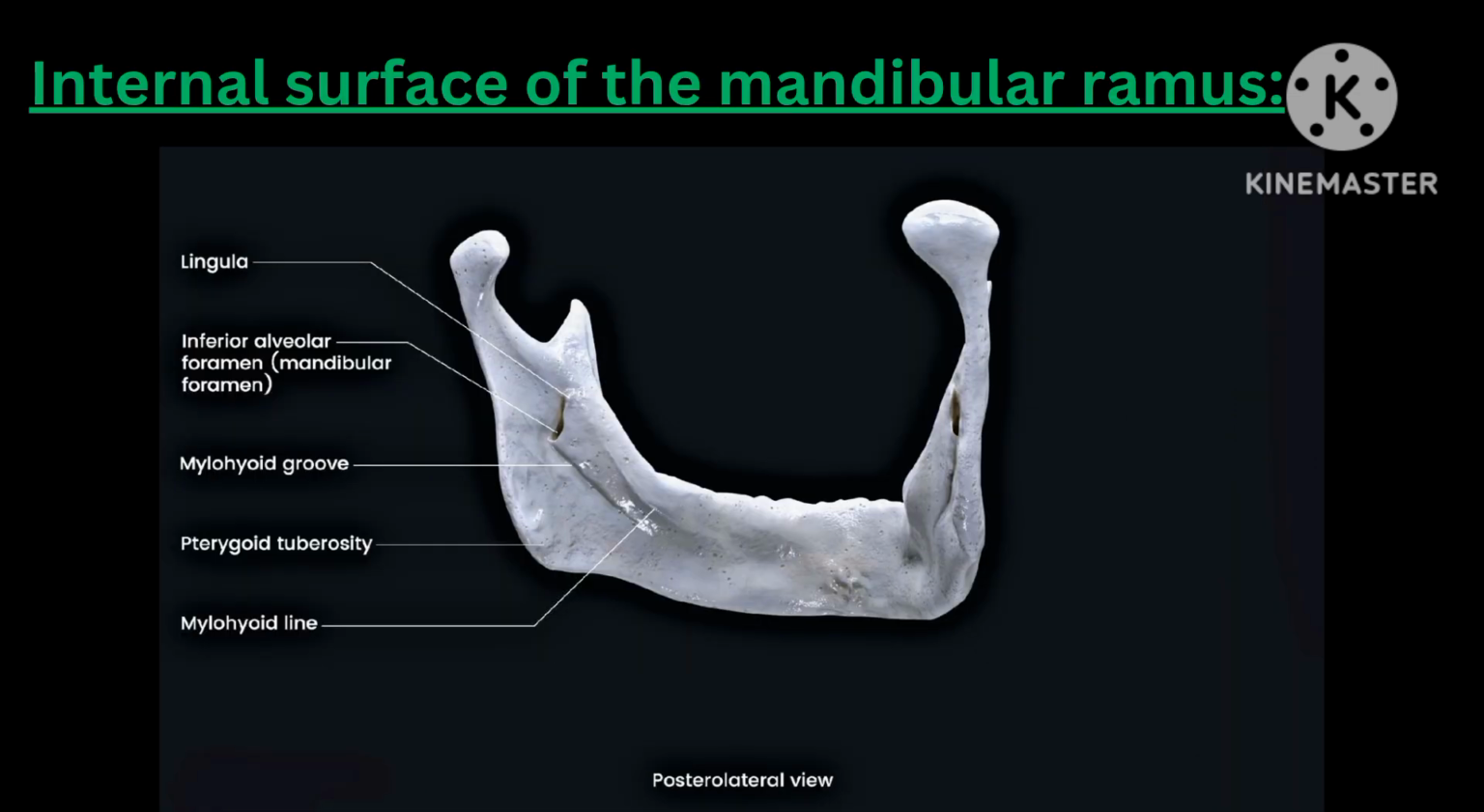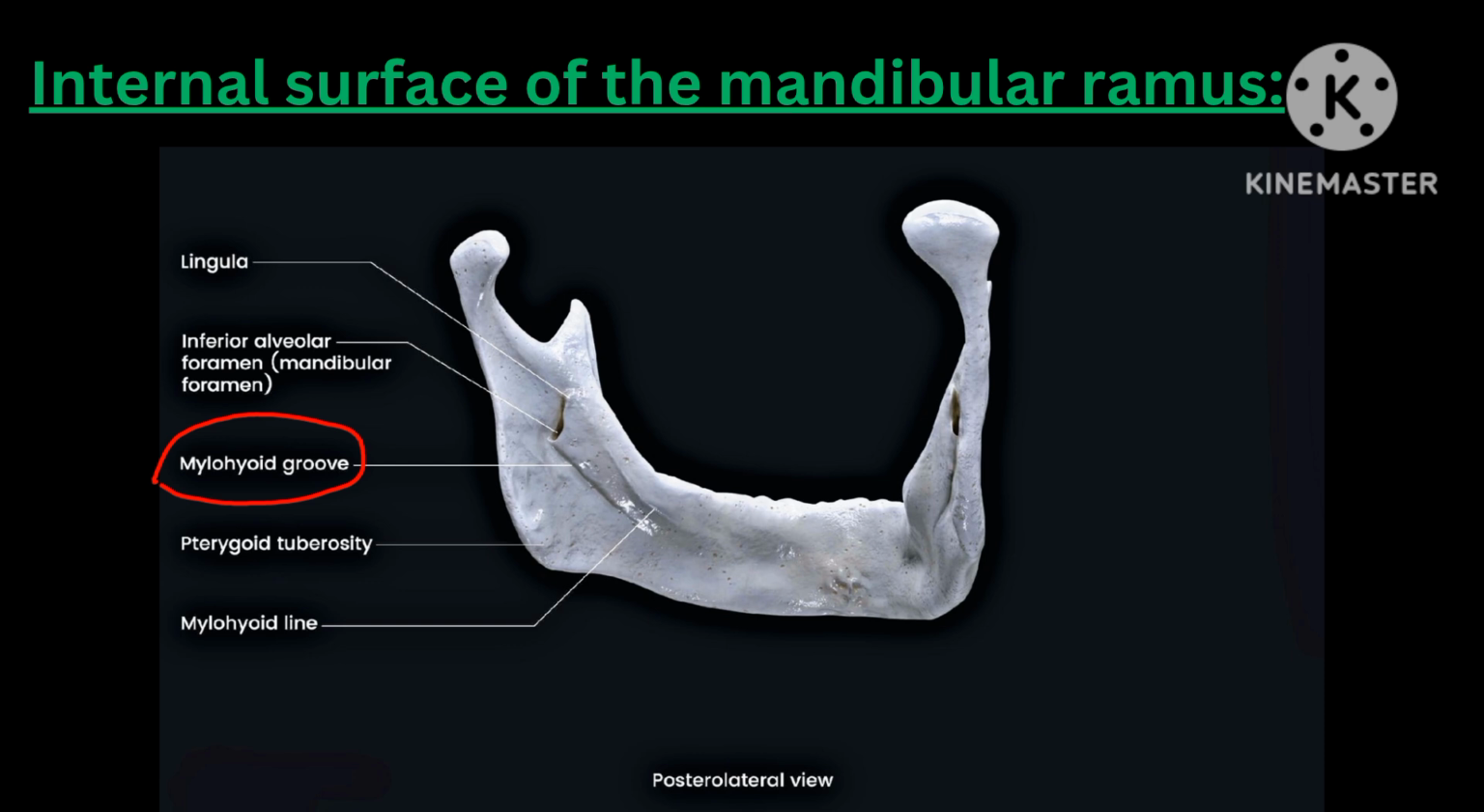The internal surface of the mandibular ramus features some important landmarks as well, which are the inferior alveolar foramen, mandibular foramen, mylohyoid groove, and pterygoid tuberosity. The mandibular foramen is an opening on the inner surface of the mandibular ramus leading into the mandibular canal, a bony passage in the lower jawbone that transmits the inferior alveolar artery and nerve.